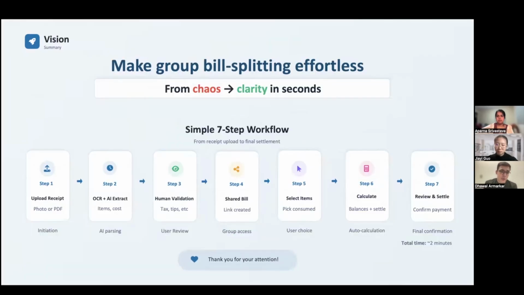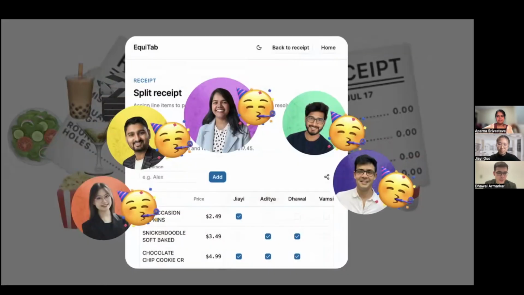So this is EquiTab, which gets you from chaos to clarity in seconds in a simple 7-step workflow, which makes everyone happy. Thank you.